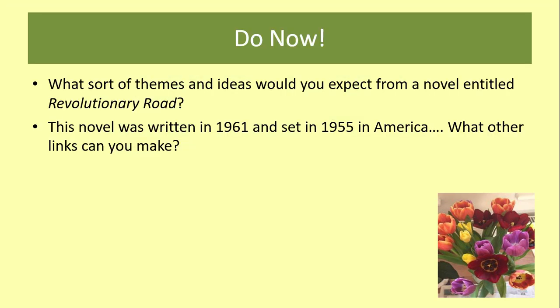Okay, a quick do now activity. What sorts of themes and ideas would you expect from a novel entitled Revolutionary Road? Think about the connotations of that title, and then also I've just given you a little bit of context here. The novel was written in 1961, and it was set just a little bit before in America in 1955. So can you make any other links to your ideas about the kind of connotations of Revolutionary Road? When you've finished this, stop the tutorial now, and when you've finished your notes, you can continue.